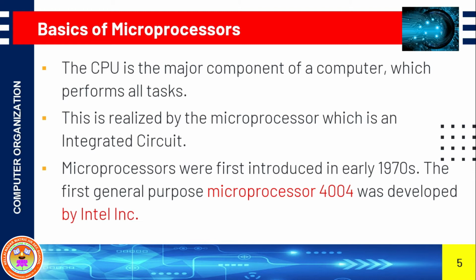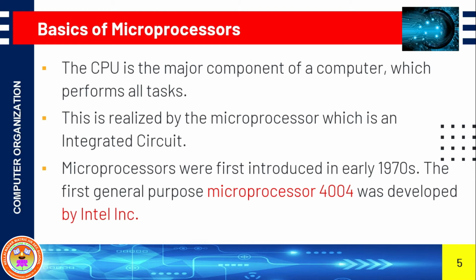Next, this is realized by the microprocessor, which is an integrated circuit. That means the microprocessor is connected with integrated circuits. A microprocessor looks like an integrated circuit, simply called an IC. The IC is used in the motherboard. If you fix the integrated circuit, it automatically works in the motherboard. That IC is called the microprocessor. We'll see how it looks, and then you can understand what I am saying.